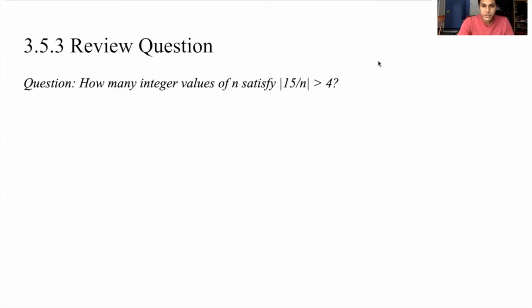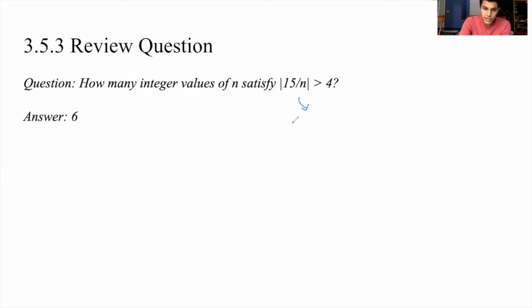So the correct answer to this question was 6. 6 integer values of n satisfy the absolute value of 15 over n is greater than 4. So let's get into the question. My first step is always to get rid of this absolute value, to break it up into two inequalities so I can solve them each individually.